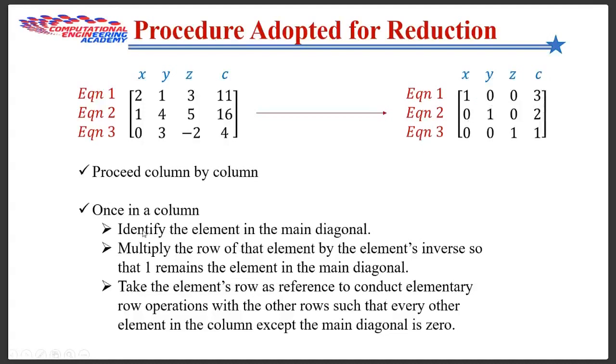Good. So once we are in a column, the first thing we have to do is to identify the elements in the main diagonal within that column. Okay, then we'll need to multiply the row of that element by the element's inverse, so that one remains the element in the main diagonal. So you shall be seeing that practically, don't worry. And then take the element row as reference to conduct elementary row operations with the other rows, such that every other element in the column except the main diagonal is 0. So this one is just a big grammar for nothing. So let's go ahead and see how it is acted upon practically.